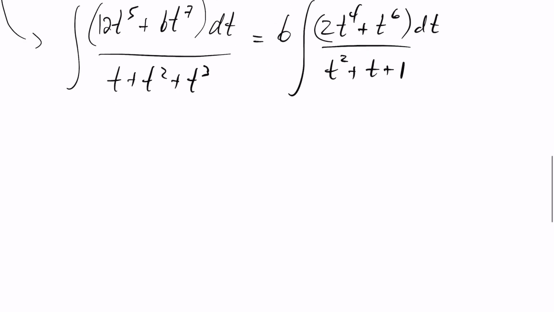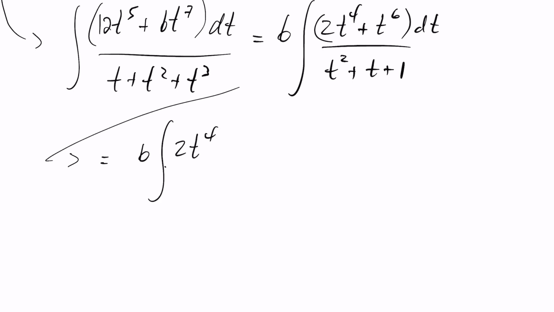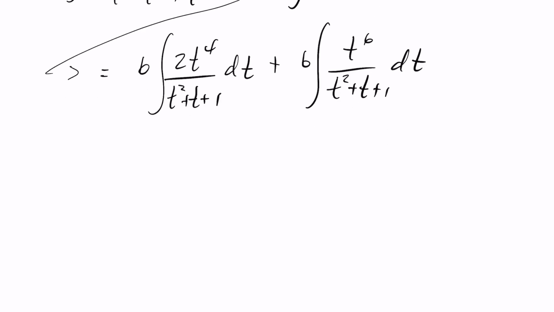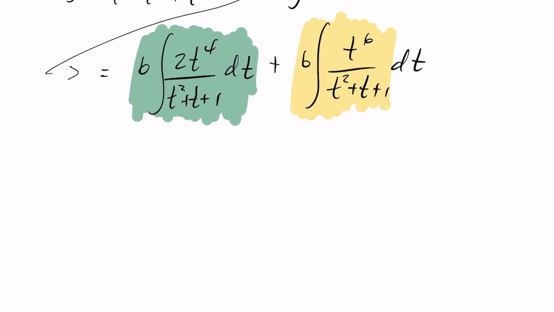So now I'm here. I'm going to break this up into two separate integrals. This will be 6 times the integral of 2t to the 4th over t squared plus t plus 1, again with respect to t, plus the integral, again that 6 in front, don't forget, of t to the 6 over t squared plus t plus 1 dt. All right, so we're going to take care of these individually. I'm going to go ahead and tackle this first, and then separately we can take a look at this one. Add them together, we should get our answer here.